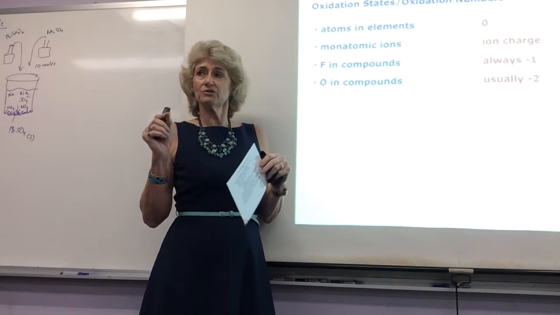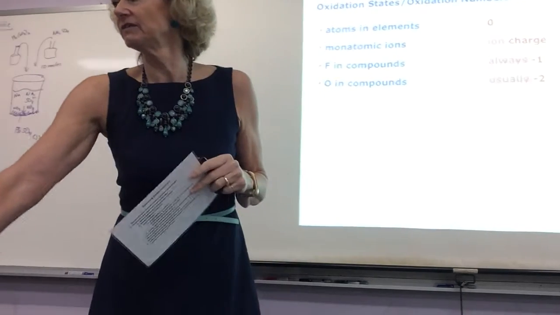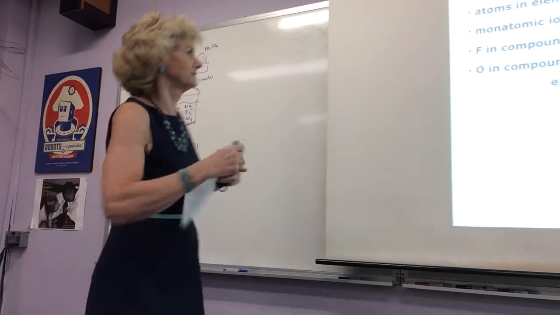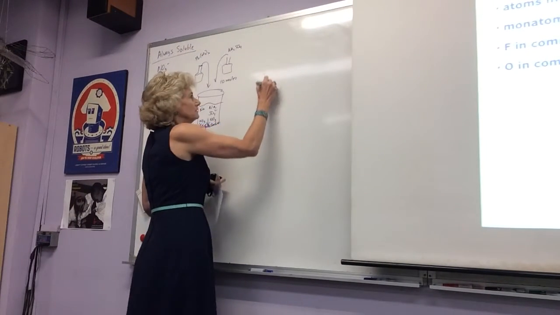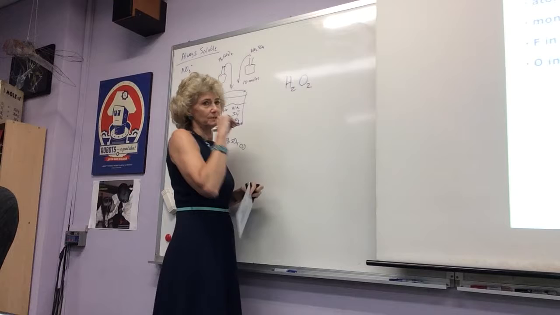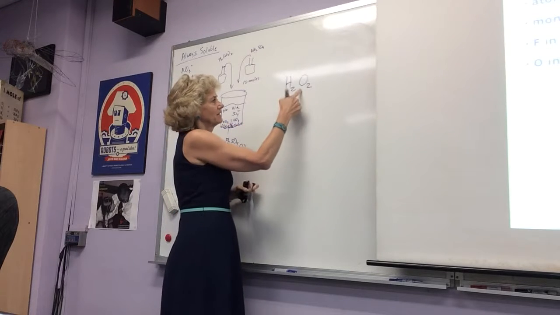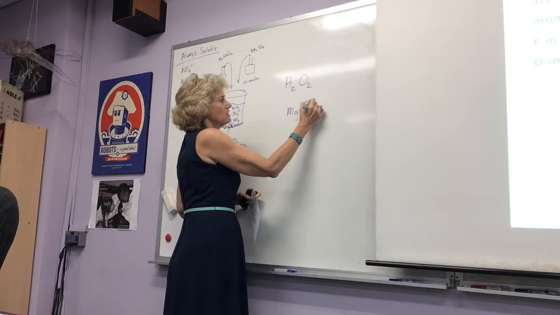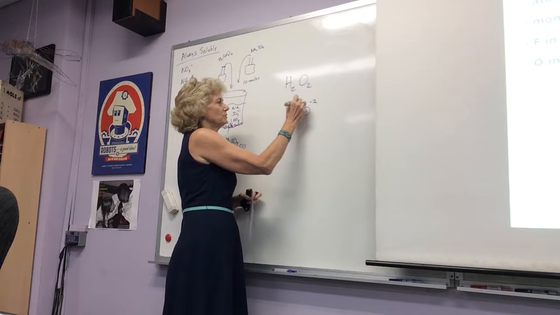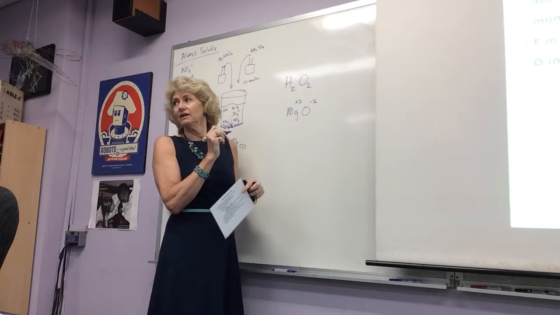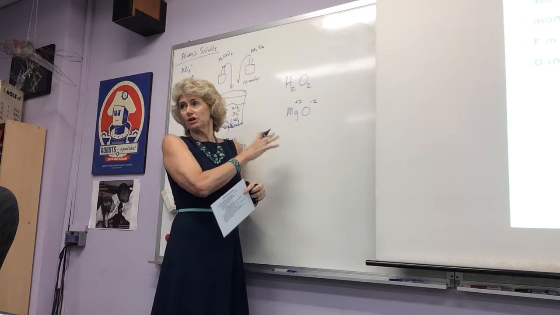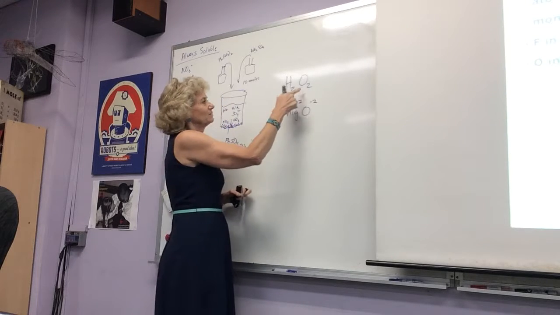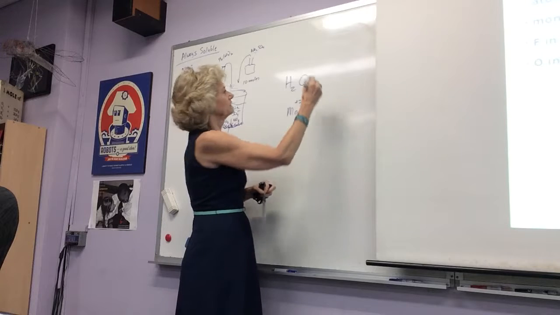Oxygen, you can almost always count on being negative 2, except in peroxides. And sorry, there's an exception. So when you assign the oxidation to something like MgO, you can always go, oh, this is minus 2, and that's group 2, so it's positive 2. Now that's oxidation, not charge. This case, though, is the exception.